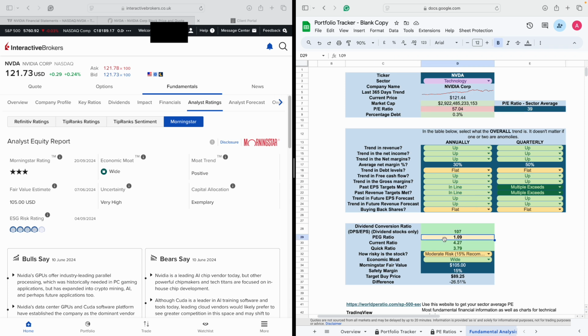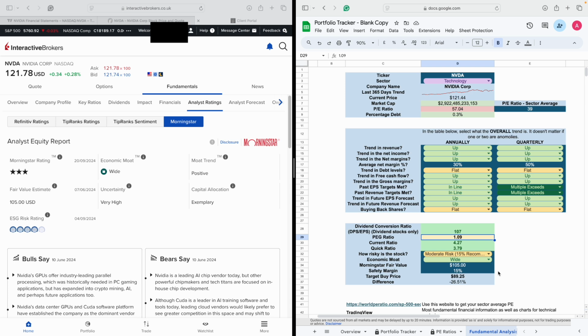But if you couple that with the PEG ratio and you take into account their growth, it's actually fairly reasonable at the moment. But then if you look at the debt levels, it's flat. They're not really buying back any shares. But let me tell you one thing, no stock is going to be fully green. You're not going to find a stock where everything is fully perfect. It's not going to happen.